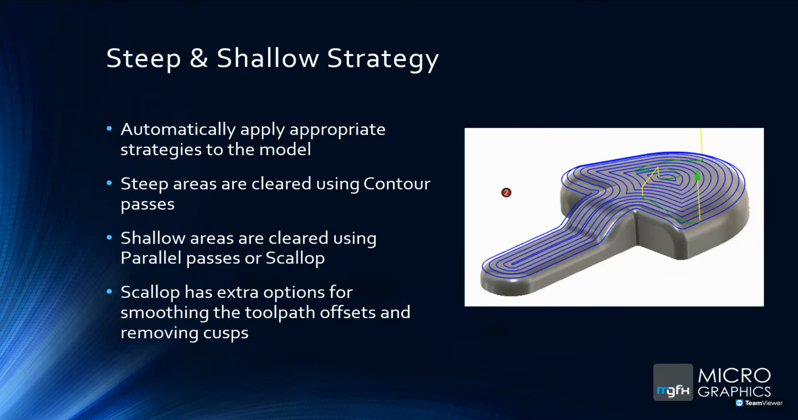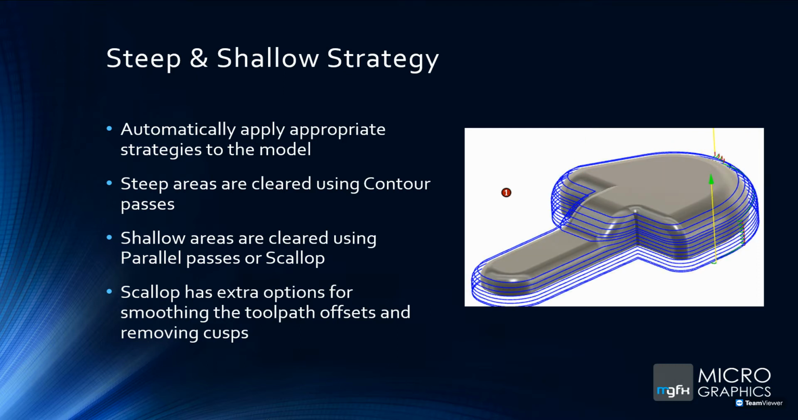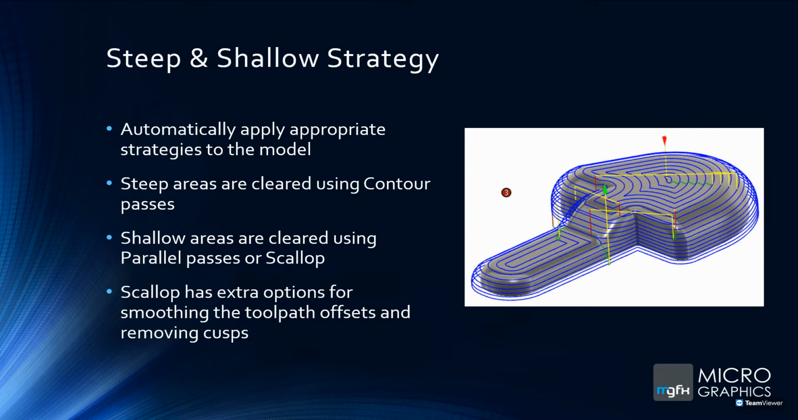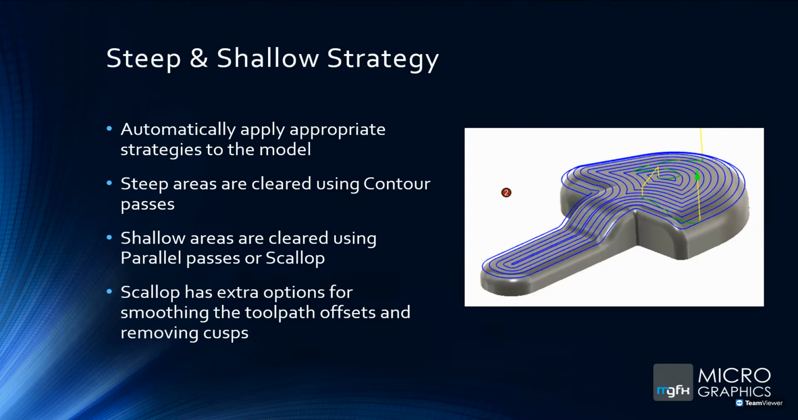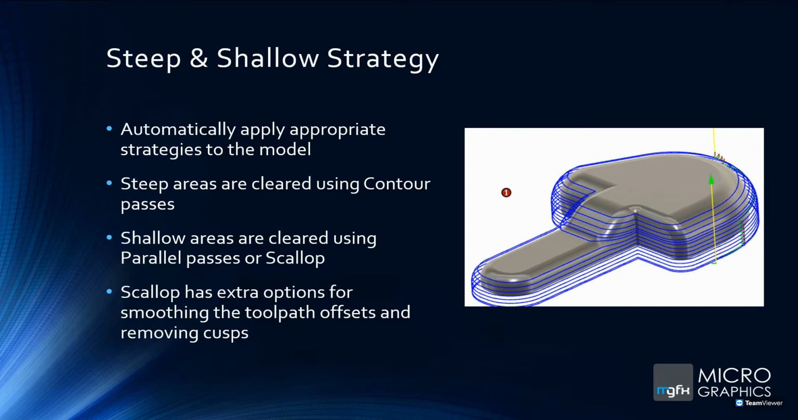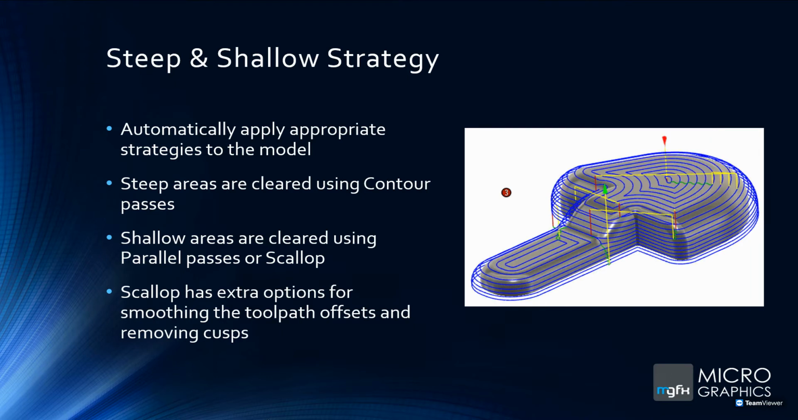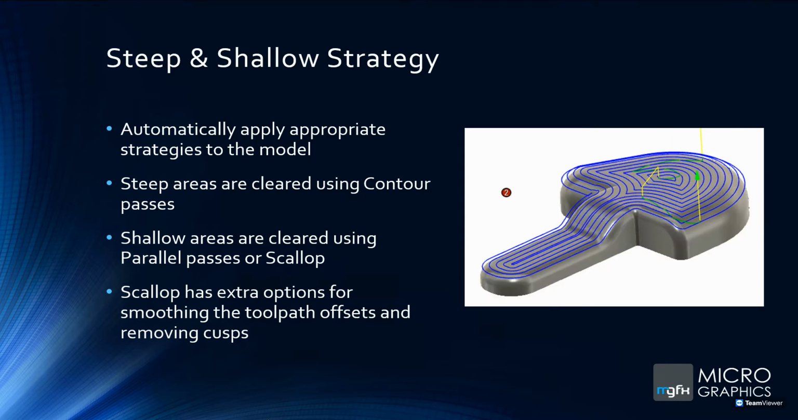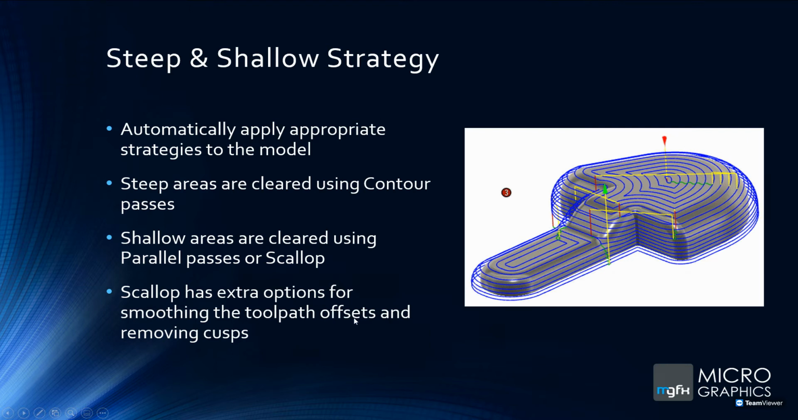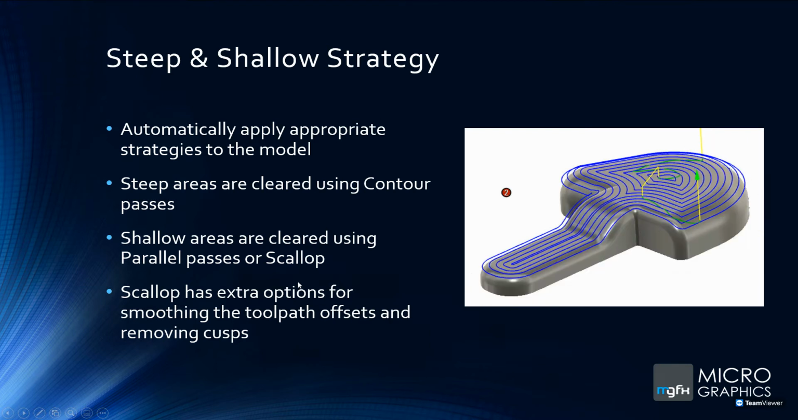If you go with scallop finishing, that strategy has extra options allowing for smoothing of the scallop itself and also removal of cusps. So the animation on the right here shows the result of that steep and shallow toolpath. We can see that when it's showing number 1 in the red circle, that's the steep, number 2 is the shallow, and 3 is the combination of the two. You can also specify the overlap distance between the steep and shallow options there.